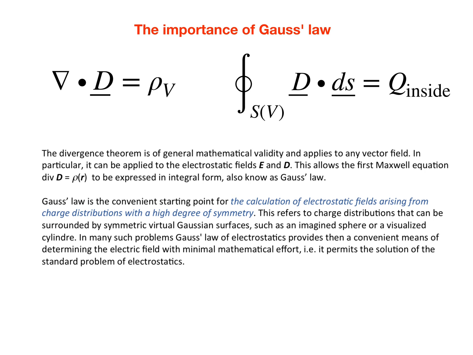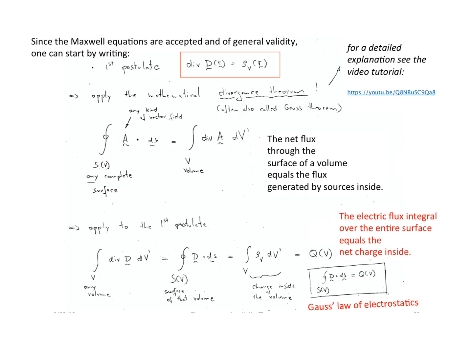Let us see how to transform the integral form of the first Maxwell equation into its differential form and vice versa. And finally, how to calculate electric fields using Gaussian virtual surfaces. Since the four Maxwell equations are the accepted foundation and postulated base of electromagnetism and of general validity, one can always start by writing one of those postulates. In this case, we write down the first postulate: the divergence of D is equal to the volume charge density at a particular point in space R.